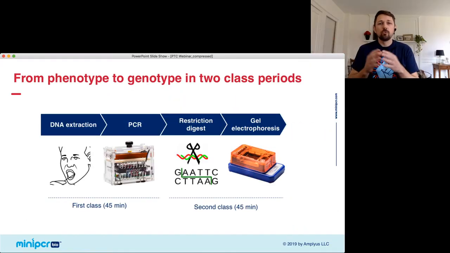Quick overview. Normally, this would be a 2-day lab. That's what we normally consider it. You can do it in 2 45-minute periods. If you were to do it in one period, you'd probably need about 2.5 hours, something like that. We are not going to take that long today.